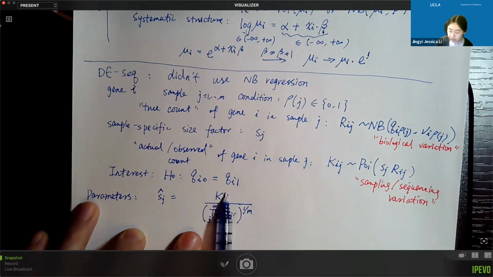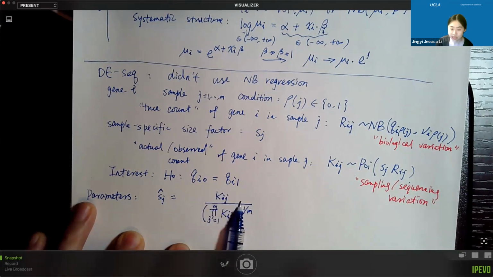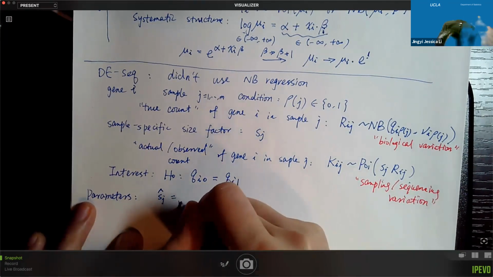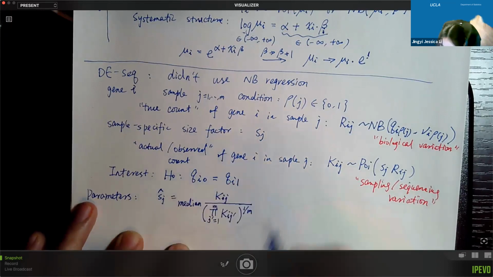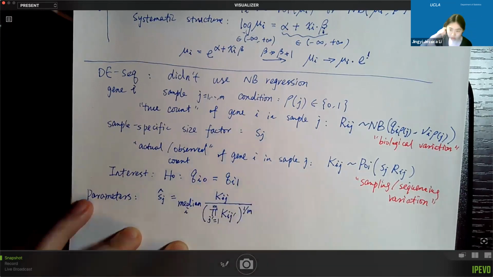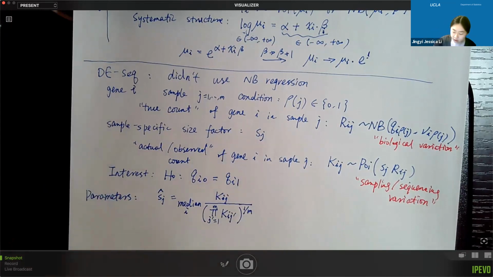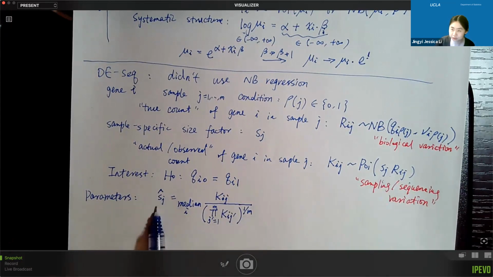So they do this ratio, and you see this ratio is for gene I in sample J. So for each gene I, you can calculate this ratio. And then they take the median across all genes, across all gene I, and call that the estimated size effect, the sample size factor, Sj. So starting from here, they will consider Sj to be this Sj hat. That's what the authors did.